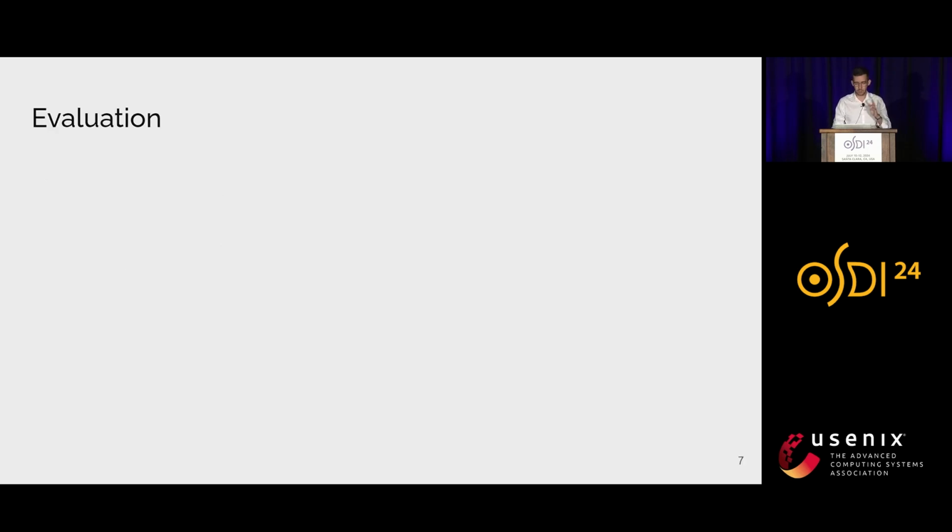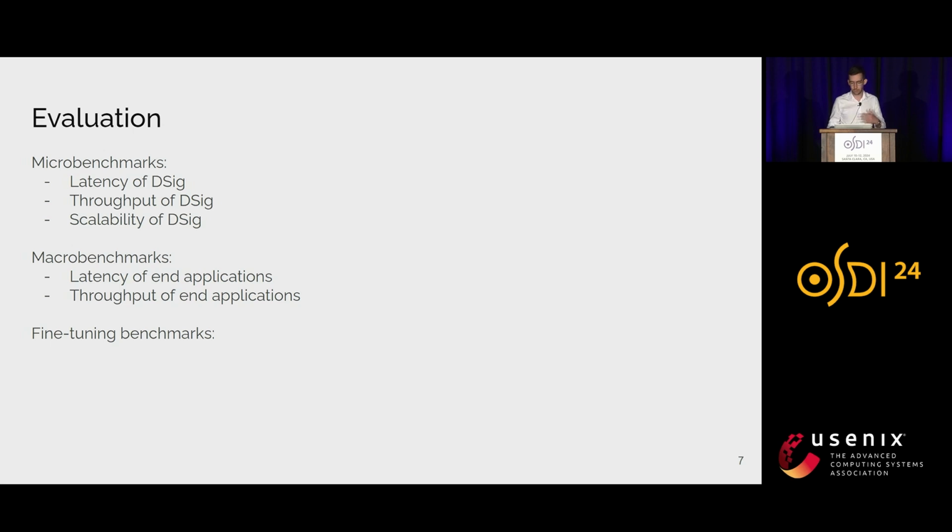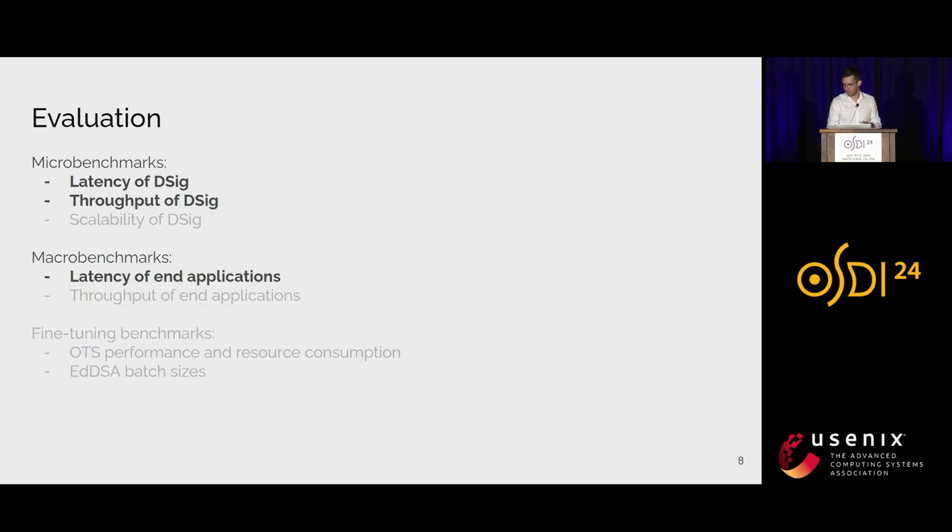Now, let's jump to the evaluation of DSig. We ran a lot of micro benchmarks on the latency of DSig, its throughput, its scalability, as well as many macro benchmarks on how it integrates with end applications, what latency it brings to them, and what their throughput is. We also have fine-tuning benchmarks on how to pick the OTSs that are going to yield the best performance, as well as their resource consumption, and how to pick the right size for the EDDSA batches that I was telling you about before. Overall, because we have time constraints, I'm going to focus on the latency of DSig, its throughput, and the latency it brings to end applications.